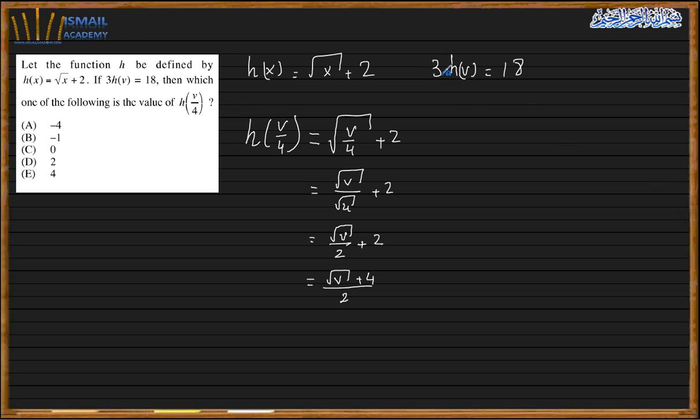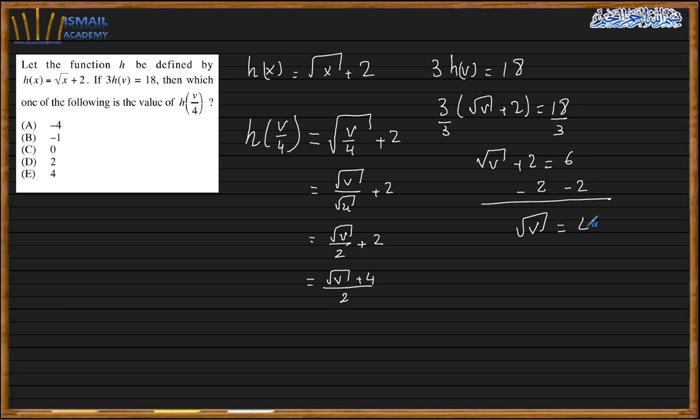Now I know that 3 h of v is 3 times the square root of v plus 2, which equals 18. If I divide by 3 on both sides, I get the square root of v plus 2 equals 6. If I subtract 2 from both sides, I get the square root of v equals 4. I substitute the square root of v here, so I get 4 plus 4 over 2, which is 8 over 2, which is 4. So the answer for h of v over 4 is 4.